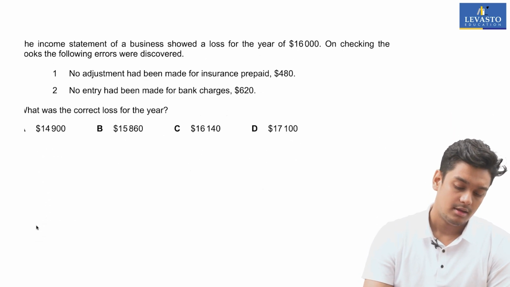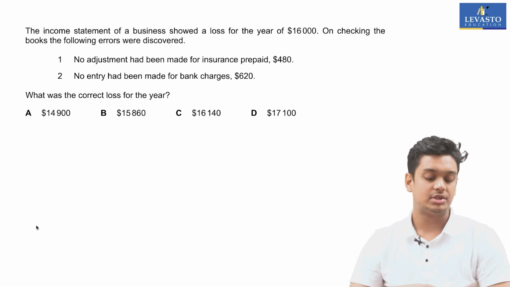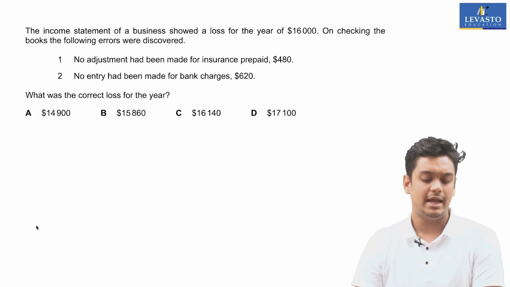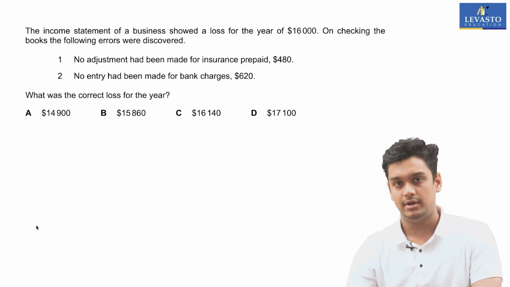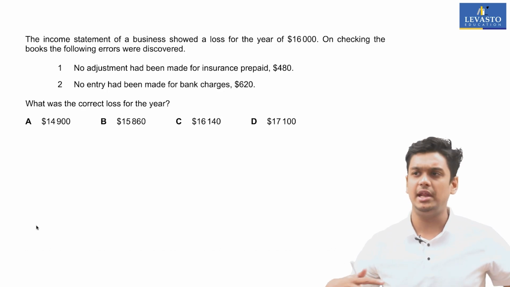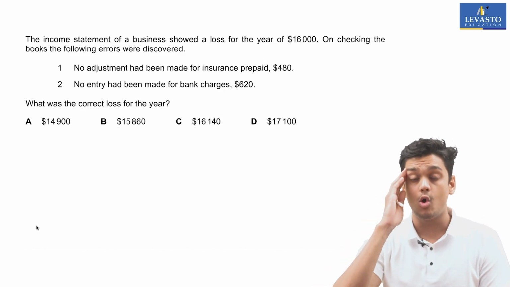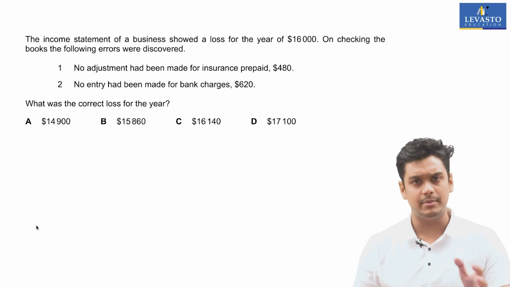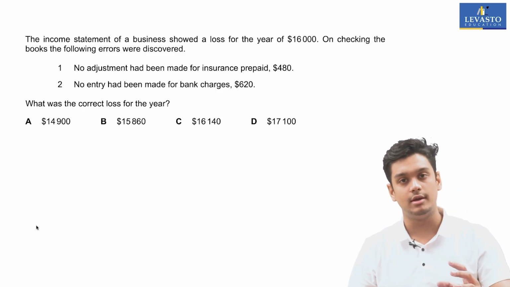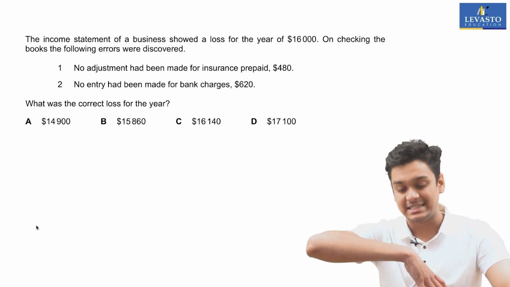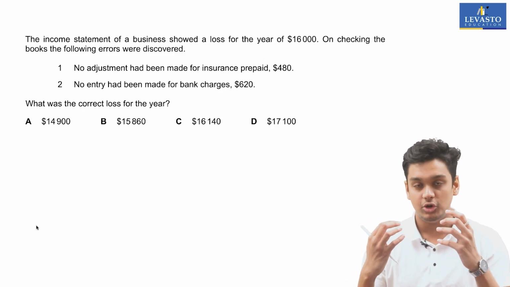11th one. The income statement of a business showed a loss of 16,000. On checking the books, the following errors were discovered. No adjustment had been made for insurance prepaid. Now, I want you all to be very logical and think very carefully. When you get questions such as this, there are three types of students. Type number 1, they might not even record the answer, or just put something random. Type number 2, they will overthink and they will definitely get the wrong ones. Type number 3 is the ones who would genuinely understand and get the right answer. So always be type number 3. Try to be the student who knows what you're doing. There is no point in just trying out something and not getting the right answer, right? If you're putting some time, putting some effort, you might as well know what you're doing and get the right answer.